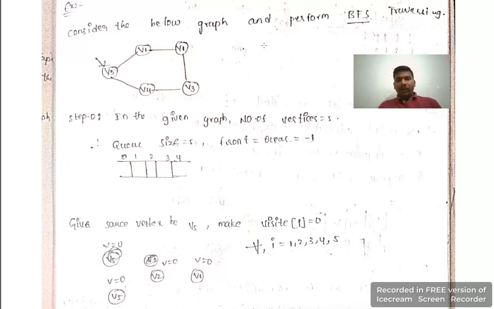Consider the below graph and perform breadth first search traversing. Consider initially 5 nodes, that means V1, V2, V3, V4 and V5. The source vertex is V5. This pointer is pointing to V5, the source vertex.